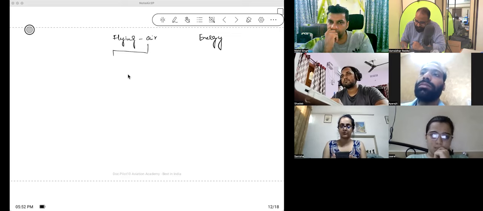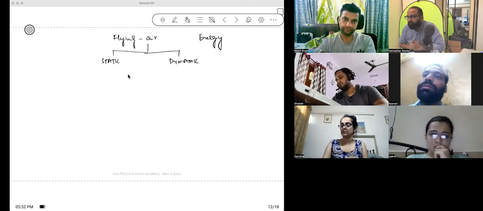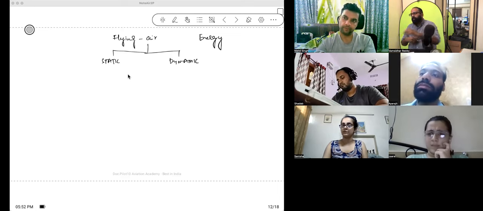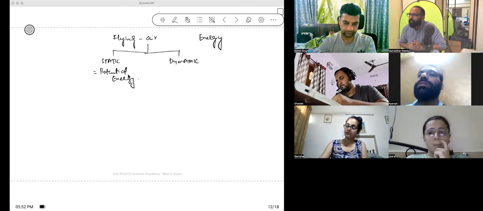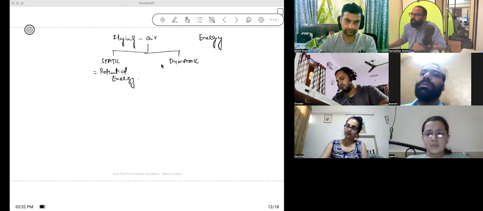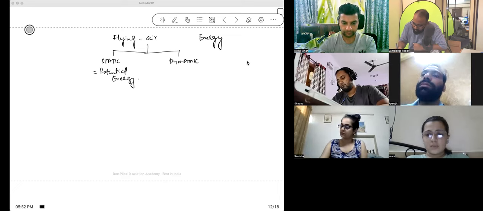One is static, next is dynamic. Correct? Static can be considered as potential energy. Correct. Dynamic can be considered as kinetic.